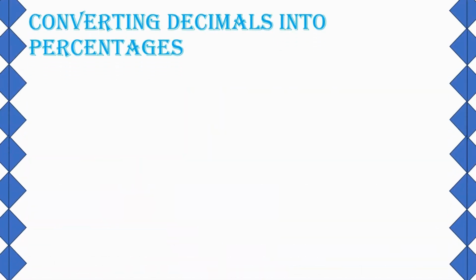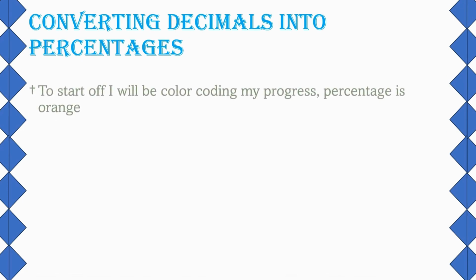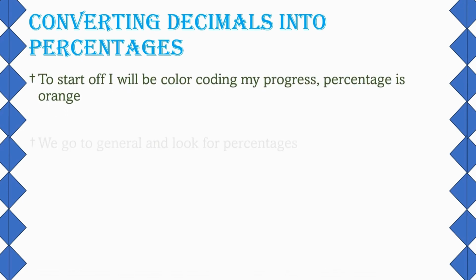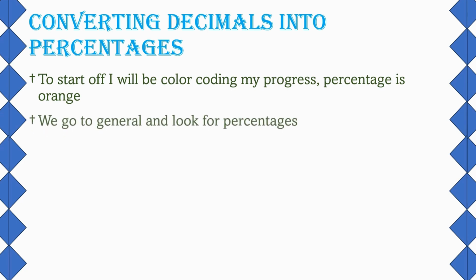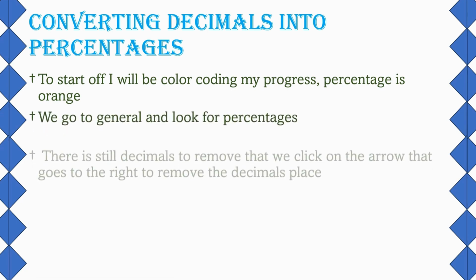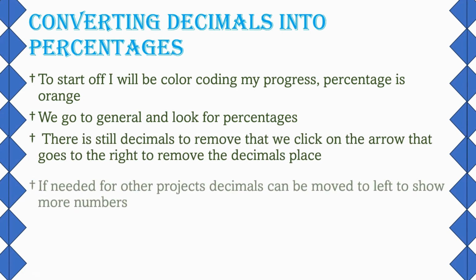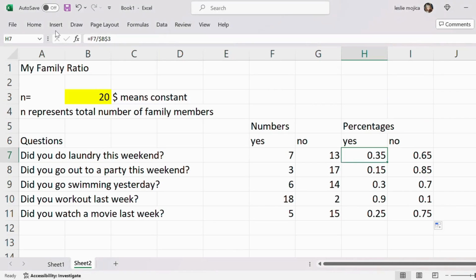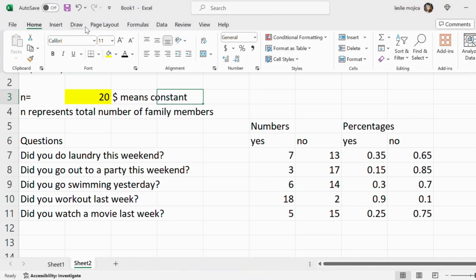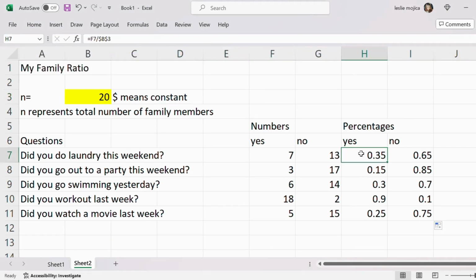Now I'm going to show you how to convert decimals into percentages. I'm using the color orange to show my percentages. We go to General and look for percentages. To remove our decimals, we click on the arrows left or right, depending on what you want. All I'm doing right here is color coding our percentages, yes and no, orange. I'm gathering it all together and coloring it orange.